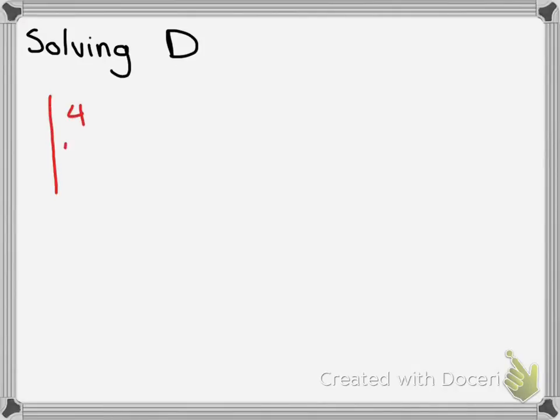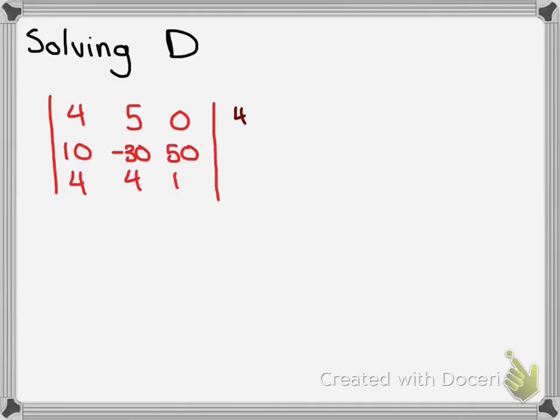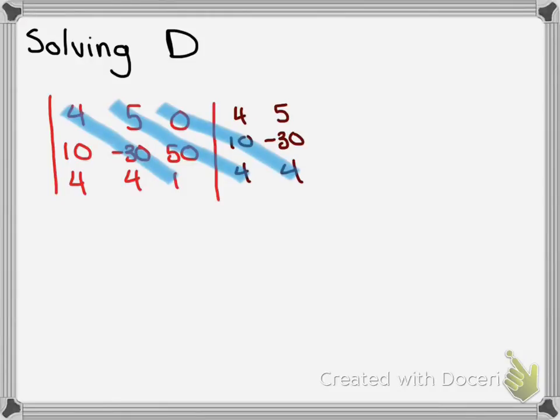So we're first solving D. So we rewrite the equation, which is 4, 10, and 4 in the x column, 5, -30, 4 in the y, 0, 50, 1 in the z. And now what we have to do is rewrite the first two columns on the right. So we have to write 4, 10, and 4, then 5, -30, and 4. Highlighted in blue are the majors that we have to find.